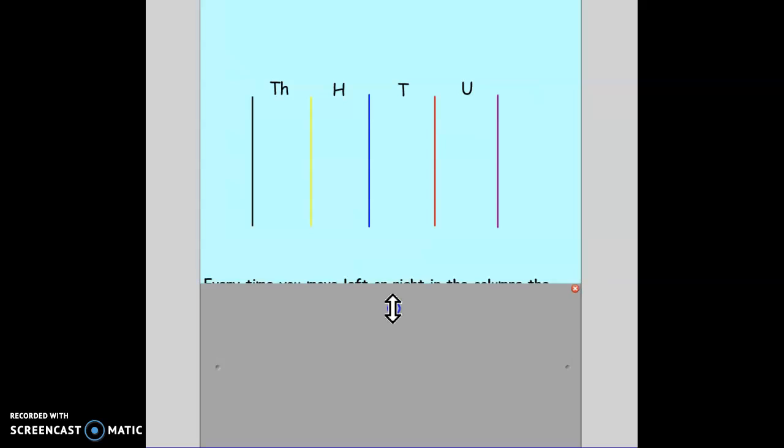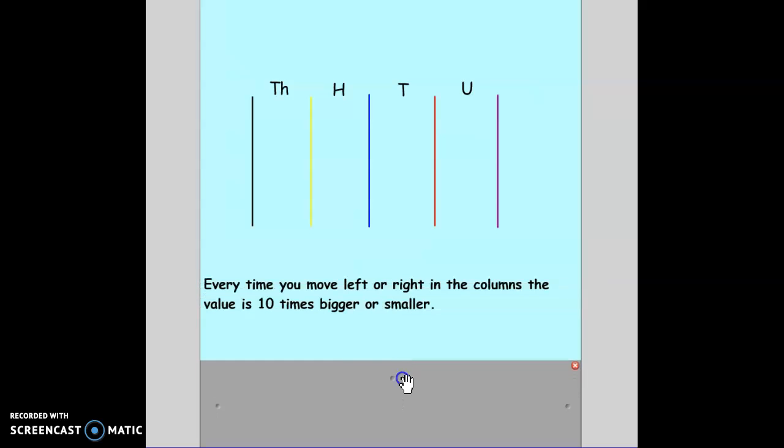Okay, and remember we've done this lots and lots. Every time you move in our place value columns to the left, the value goes up 10 times. Move to the left, the value goes up 10 times. Move to the left, the value goes up 10 times. Move to the right, and the value goes down by 10 times. Down by 10 times, and down by 10 times. 10 times bigger, or 10 times smaller.